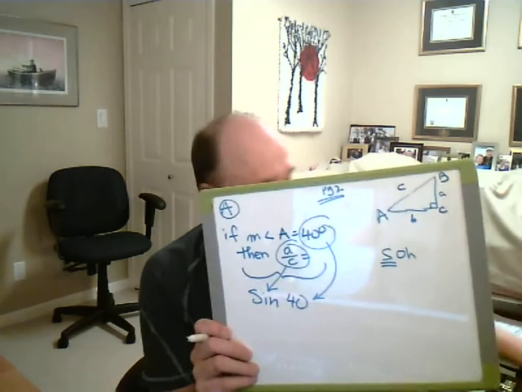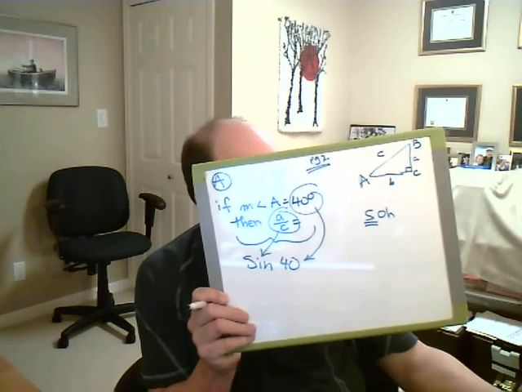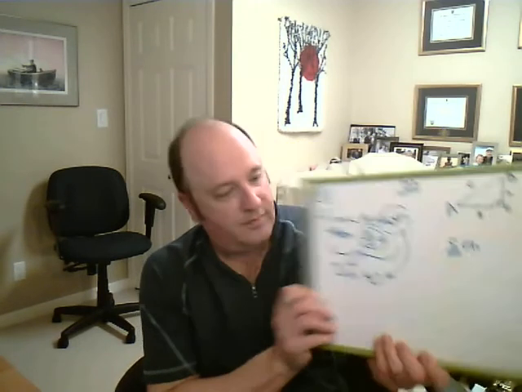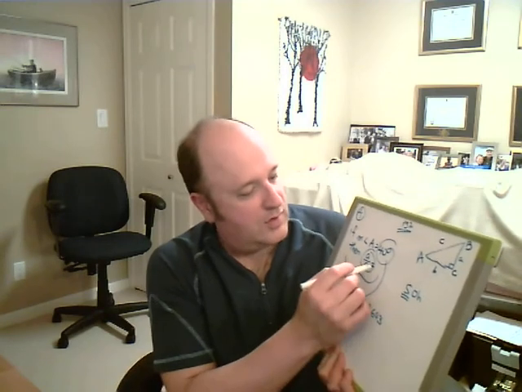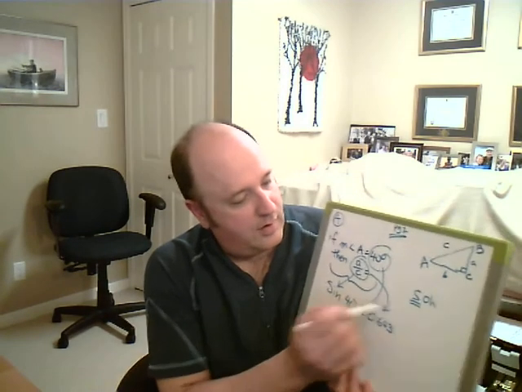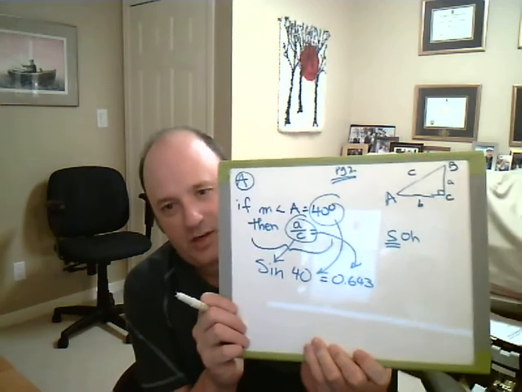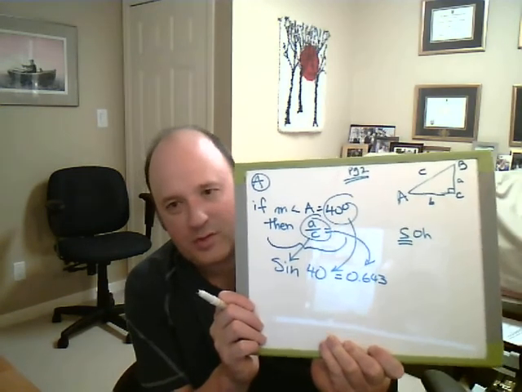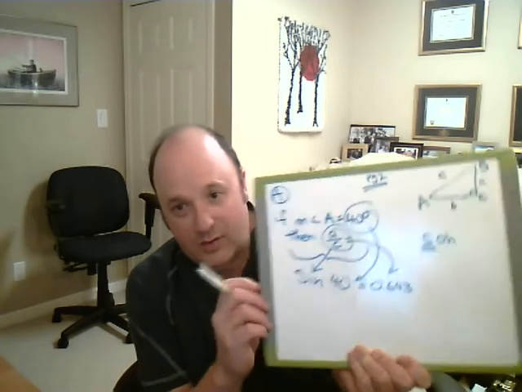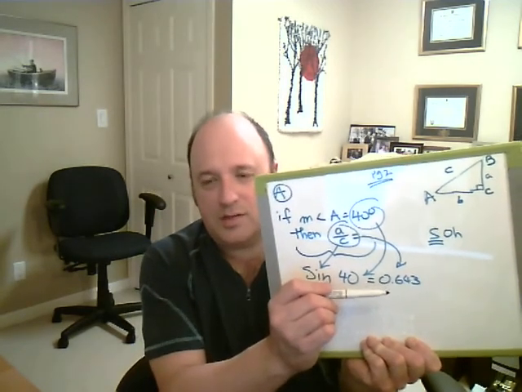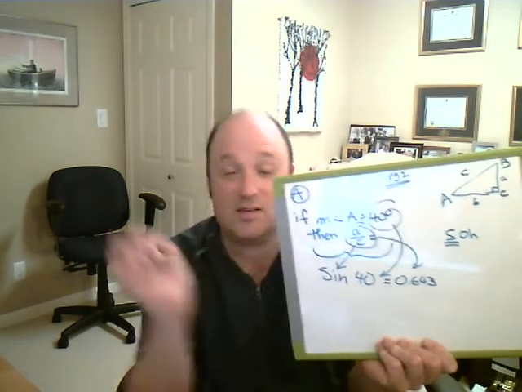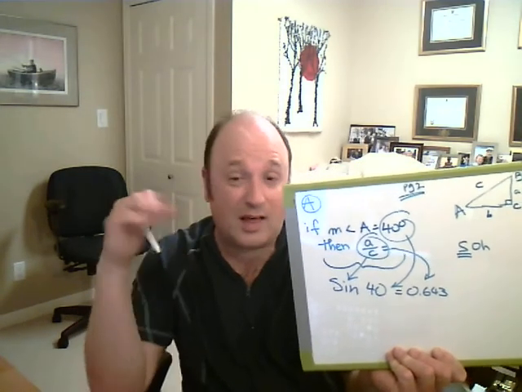So you just go in your chart, look down 40 degrees, come across to the sine and see what you get. Sine 40 is 0.643. So this ratio of a divided by c, if you took whatever numbers you would get from that triangle with 40 degrees in that spot, you would always get a ratio equal to 0.643 for these two numbers. And that's very, very powerful.